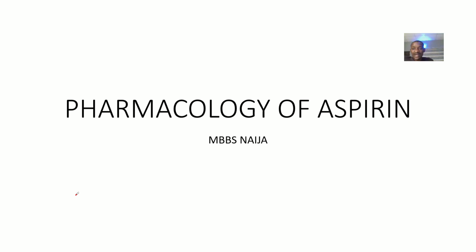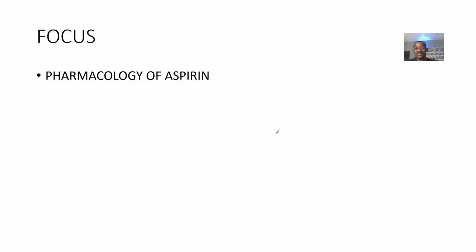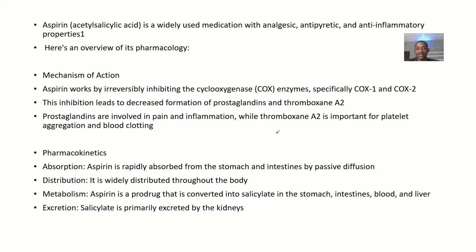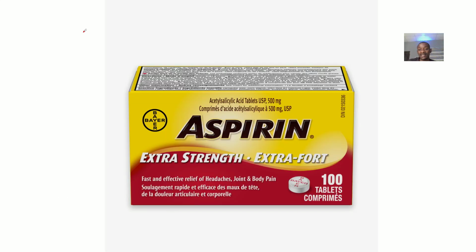The pharmacology of aspirin is what we're talking about next. Aspirin is a very popular drug. After Panadol, aspirin should be very popular. Right? So talking about this aspirin, another name for aspirin is what? Acetylsalicylic acid.